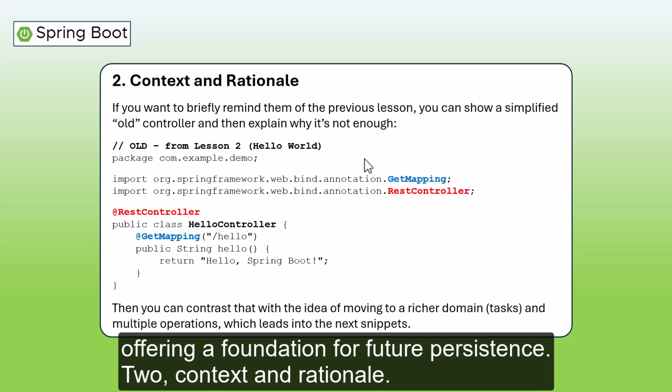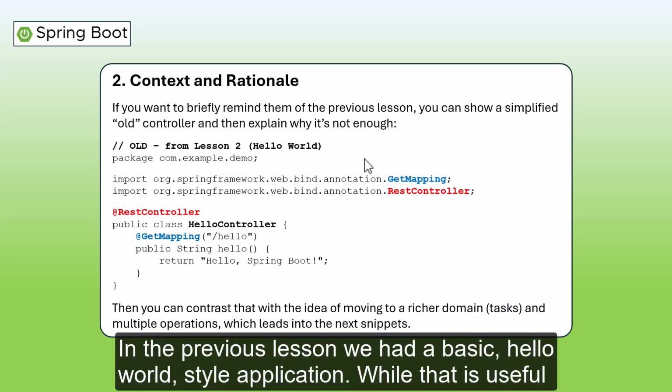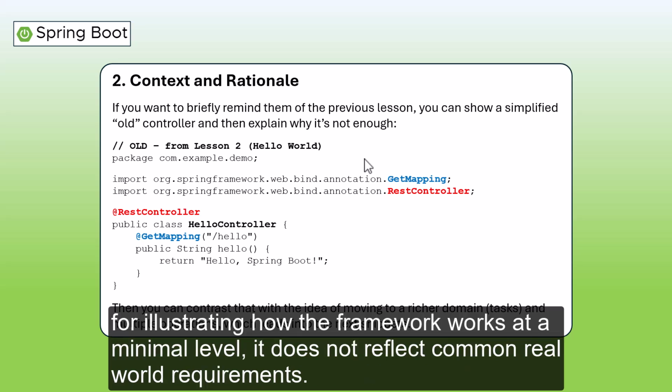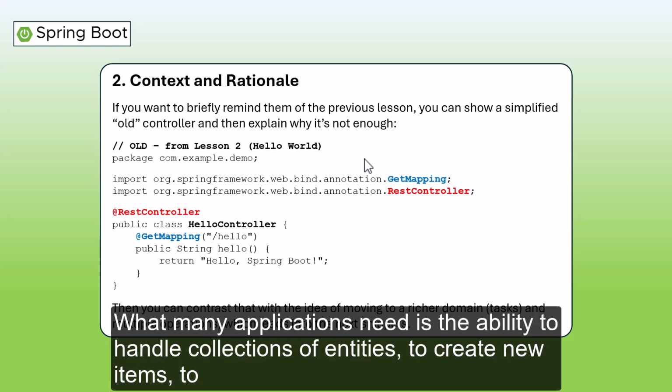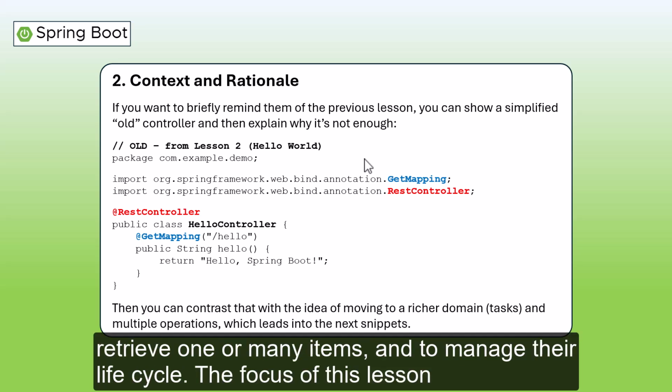2. Context and rationale. In the previous lesson, we had a basic Hello World style application. While that is useful for illustrating how the framework works at a minimal level, it does not reflect common real-world requirements. What many applications need is the ability to handle collections of entities, to create new items, to retrieve one or many items, and to manage their lifecycle.